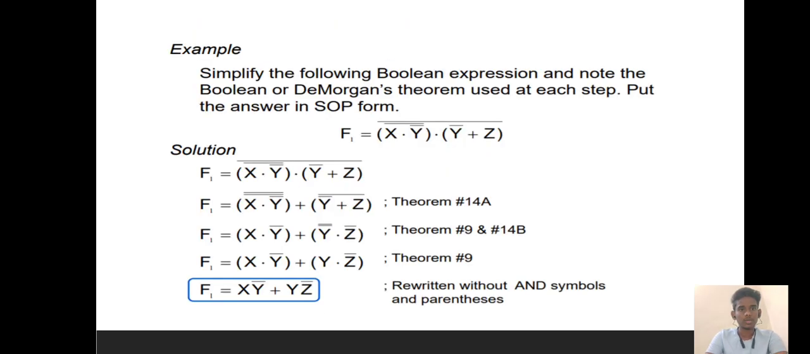Example: simplify the following Boolean expression and note the Boolean or De Morgan theorem used at each step. Put the answer in SOP form. Here F1 is equal to X bar into Y bar plus Z, whole bar. Here we see the solution. We get F1 is equal to X into Y bar plus Y into Z bar.